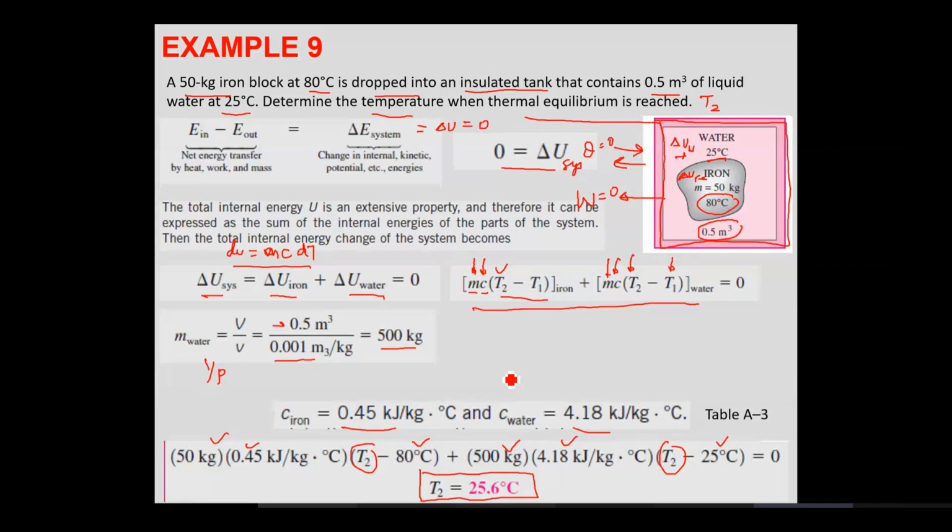I hope this is clear. Is there any question regarding this? No, sir. All right, so I'll stop over here.